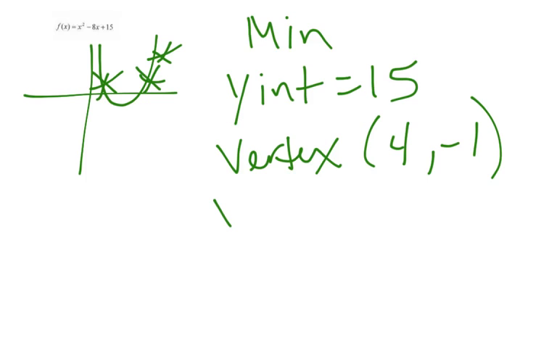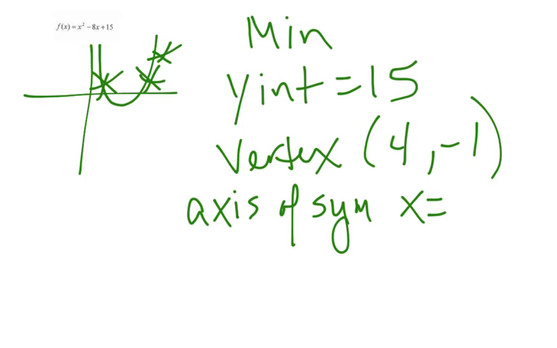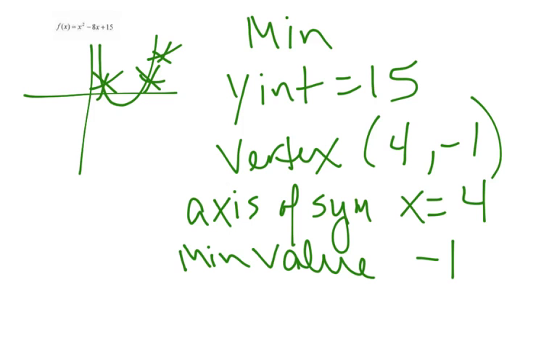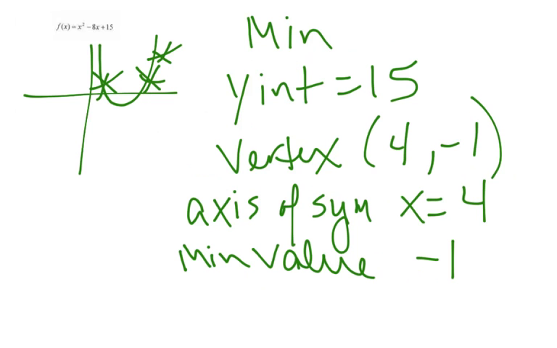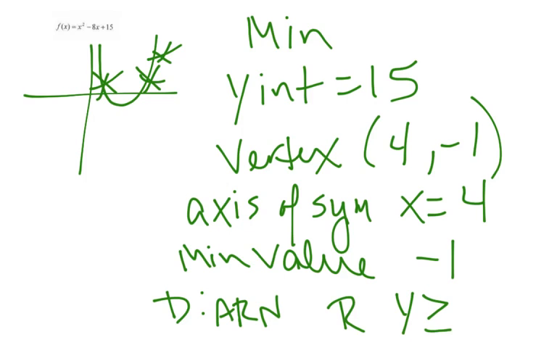Now that you know the vertex, the axis of symmetry is always x equal whatever the x of the vertex was, 4. The minimum value is negative 1. It's what the y was at the vertex. Let's see what we're forgetting. Domain and range. Domain, I said when they give you an equation, is always all real numbers. My range, it's opening up, so that means y is greater than or equal to the y of the vertex, negative 1.